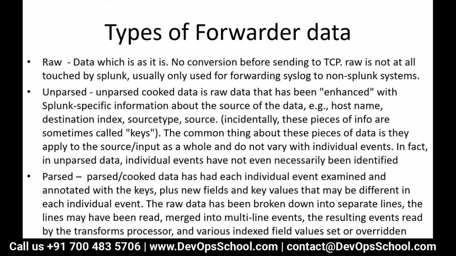Now, what types of data does a forwarder send? Forwarders typically work with three types of data: raw data, unparsed data, and parsed data. Raw data is, as the name suggests, data as it is, with no conversion before sending over TCP. It is not touched by Splunk at all, and is usually only used for forwarding syslog to a non-Splunk system. That's called raw data.